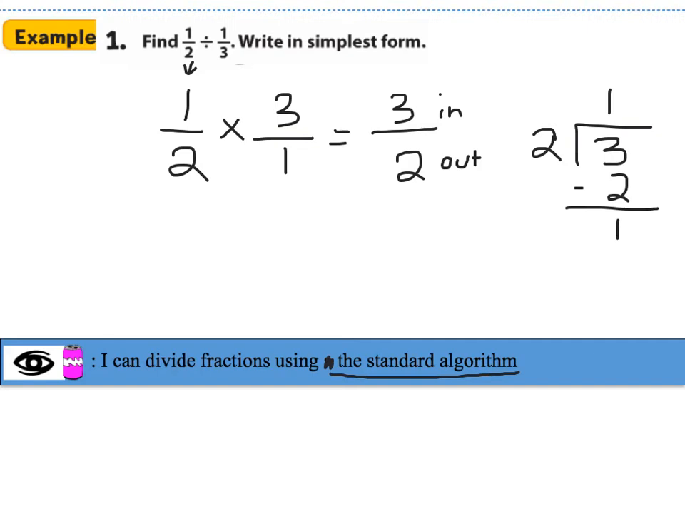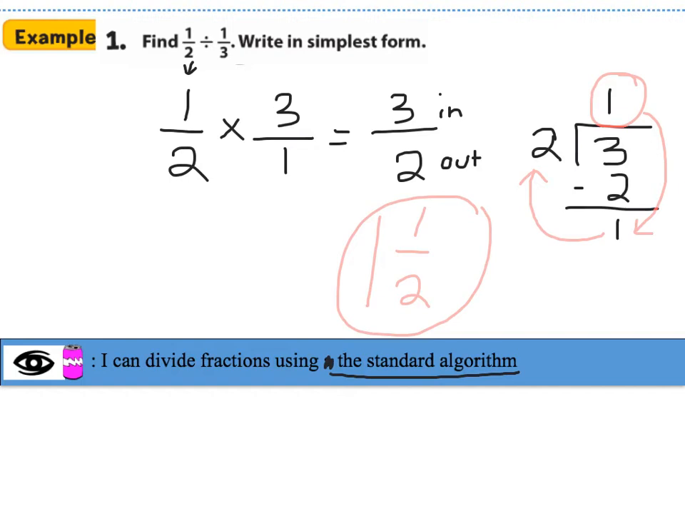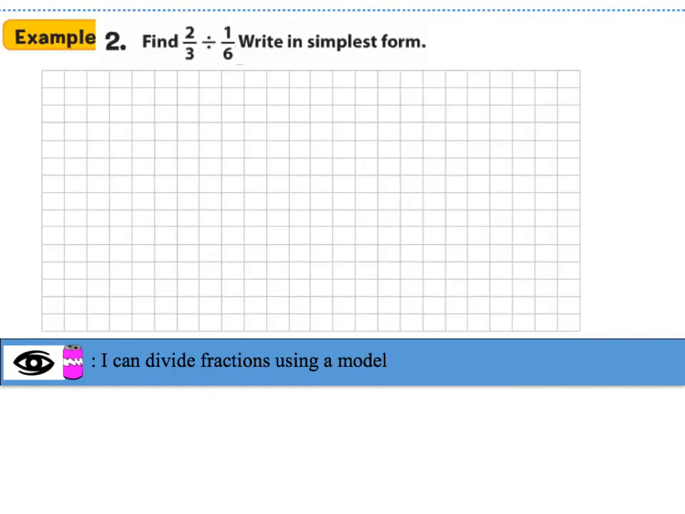So if I use my little rotating arrows, I know I'm going to start up here. My whole number is a 1, and then my numerator becomes a 1, and then if I follow the arrows, my denominator becomes 2, and that's the exact same answer we got in the last problem. So let's take a look at example 2. It says find 2/3 divided by 1/6 and write in simplest form.